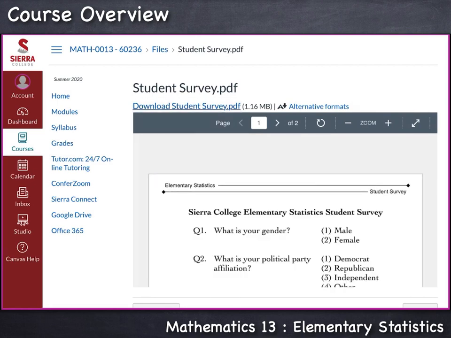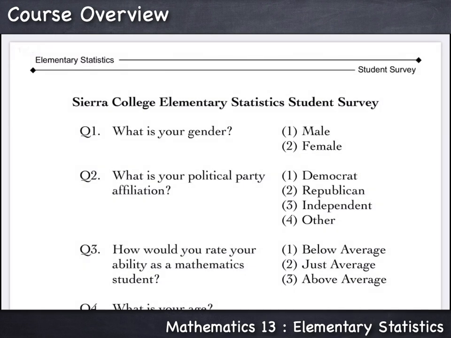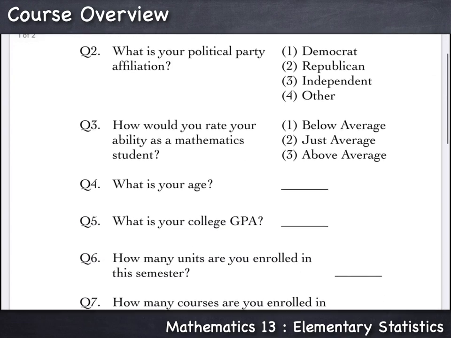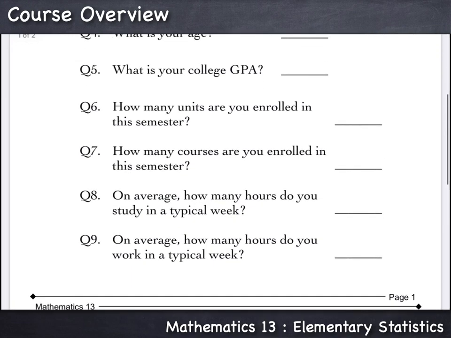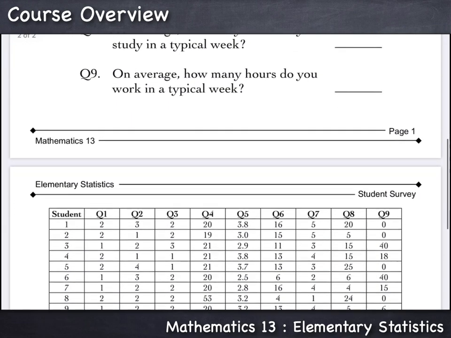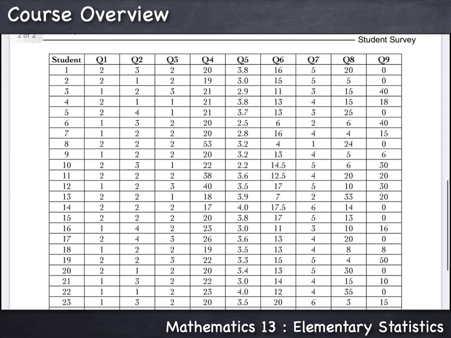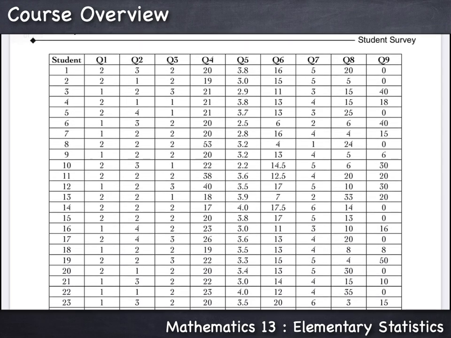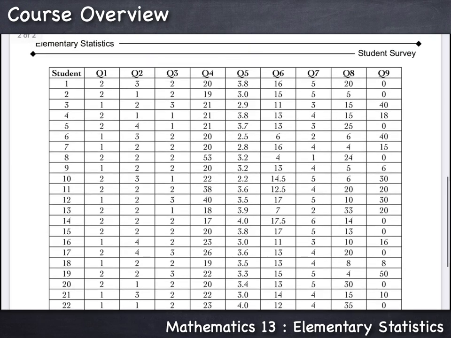When you download the student survey, you need to have this available with you whenever you are viewing the video lessons or the homework assignments, because there are examples in the video lessons and homework assignments that refer to data from this Sierra College Elementary Statistics Student Survey. The first page lists the questions that were given to a random sample of Sierra College Elementary Statistics students, and the second page contains the data, where we're going to be learning various statistics to analyze it.